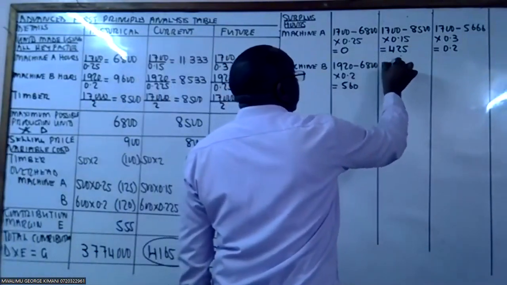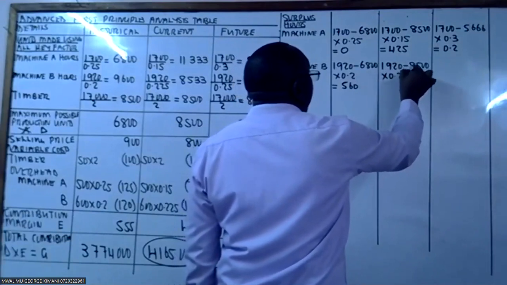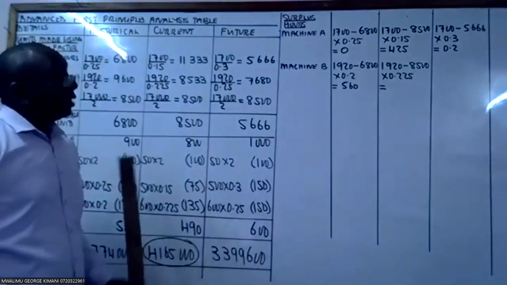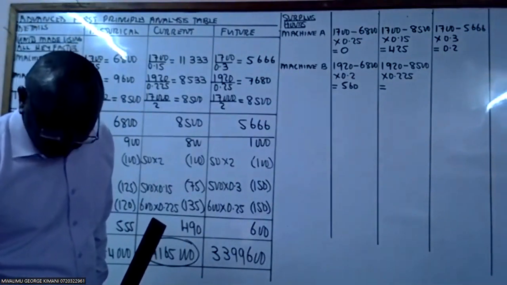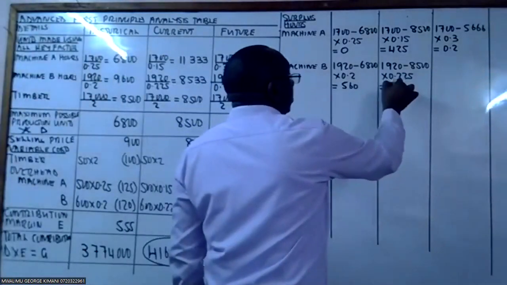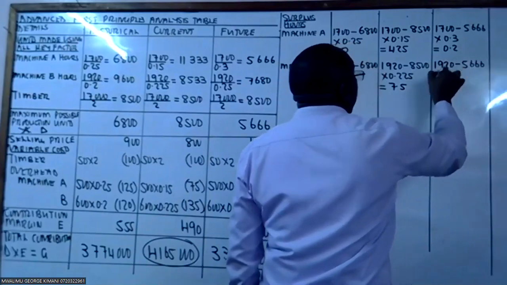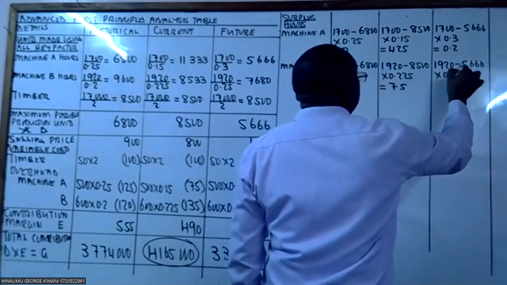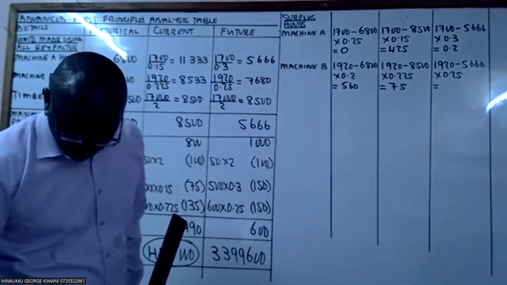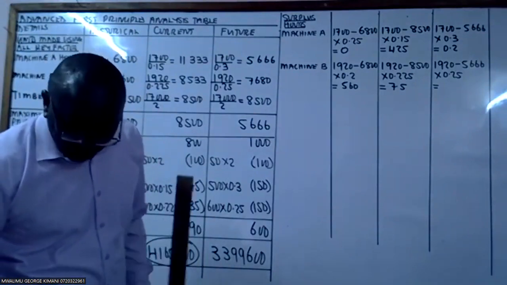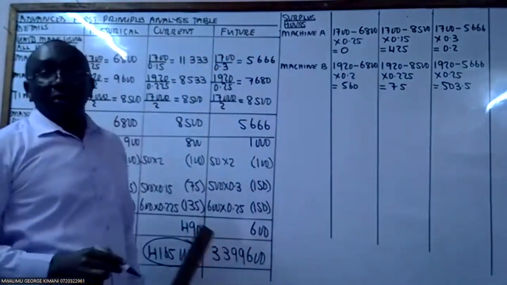Then 1920 minus 8,500 times 0.225. So 1920 minus 8,500 times 0.225 is 7.5. And then 1920 minus these ones times 0.25. So 1920 minus 566 times 0.25, 503.5. So those are the hours that are idle.